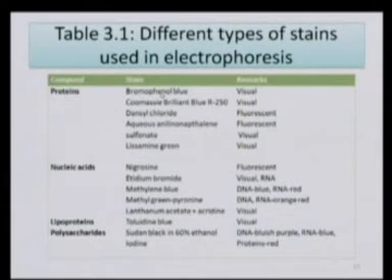Some of the stains just give you a visual impression whether protein is there or not, and there are some more which will give you the fluorescence property also. And here the second part is nucleic acids. For nucleic acids the stains are nigrosin, ethidium bromide, methylene blue, methylene green and lanthanum acetate. These are the various types of stains we are going to use for visualization and detection of presence or absence of the nucleic acids which are separated.